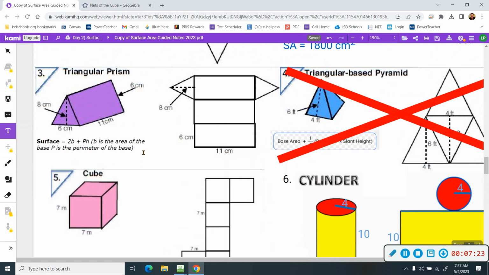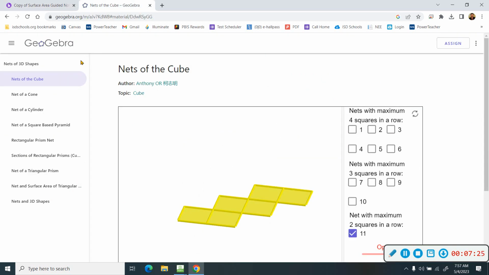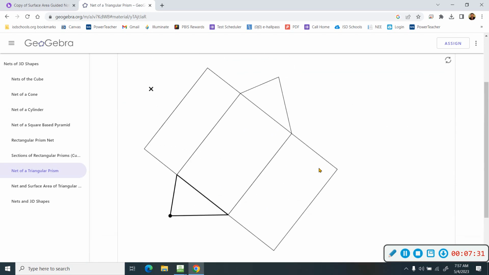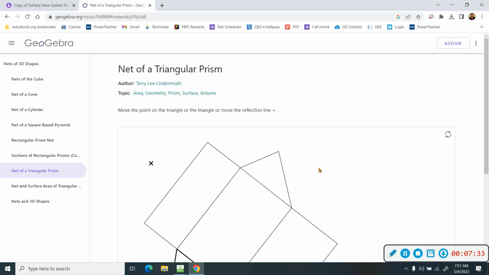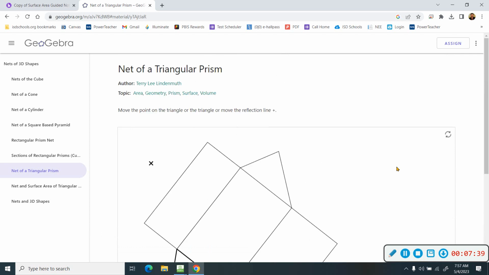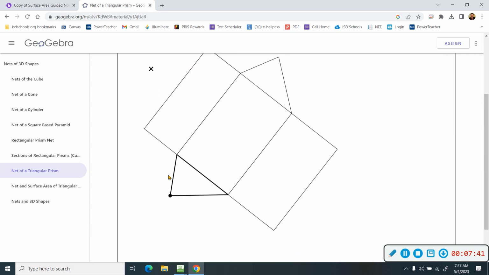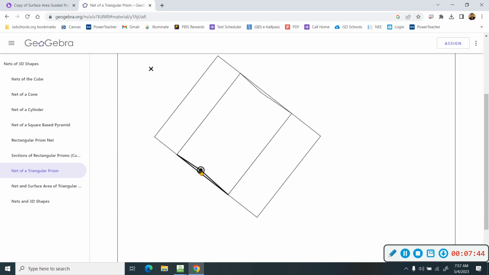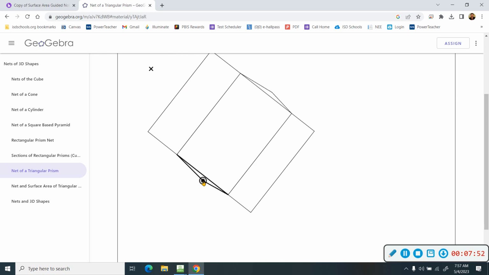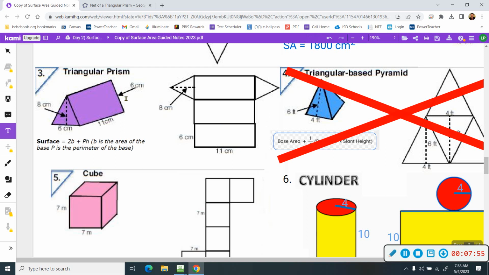Now we have what's called a triangular prism. And let's see, do I have a triangular prism? Yes, I do. Move the point on the triangle. Okay, it's not letting me do a net. Maybe it will. Either way, a triangular prism is the two triangles and then the left side, right side, and bottom side. So we'll start off with the triangle part.